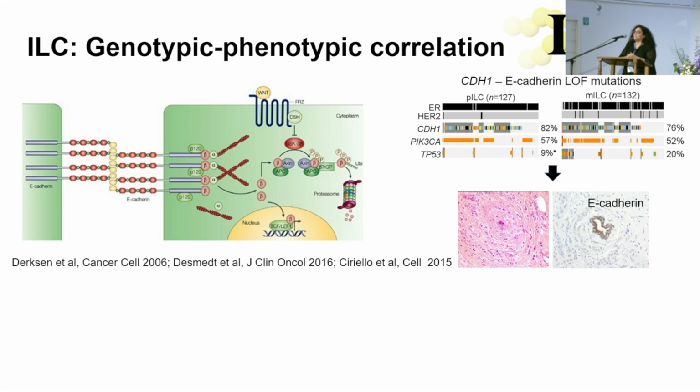Now, as Patrick beautifully explained to us, ILC has a strong genotypic-phenotypic correlation. Thanks to seminal efforts by Patrick, Christine, and many others, we know that ILC is underpinned by inactivation of E-cadherin, by alterations in the cell-to-cell junction. A large percentage of ILCs have genetic alterations in CDH1, mostly in the form of CDH1 biallelic mutations that, of course, translate into a dyscohesive phenotype, the hallmark histologic feature of lobular carcinoma.